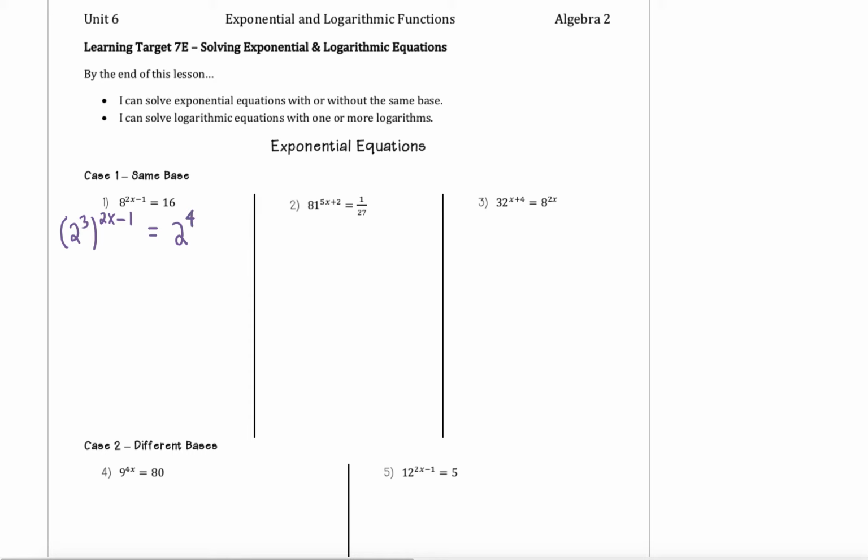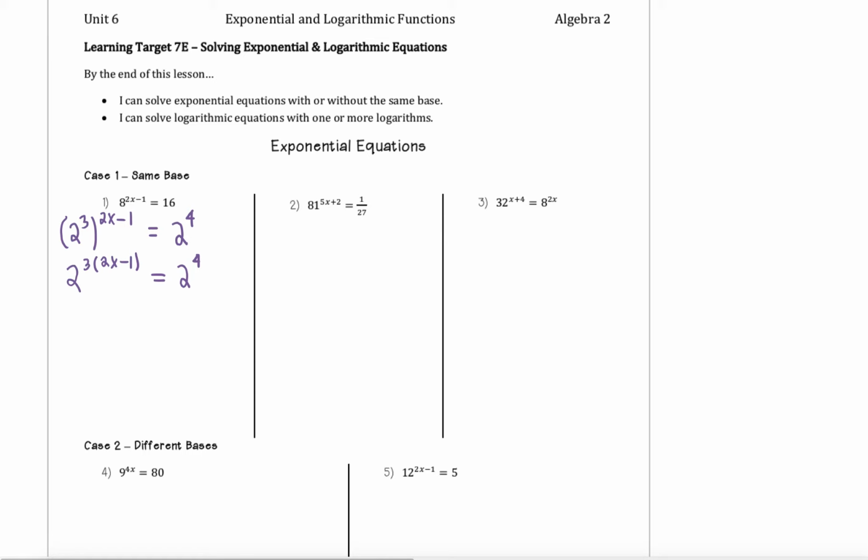From here, I just want to multiply my two exponents, so we'll have 2 to the third times 2x minus 1. And it's important here to make sure that we do have the parentheses around the 2x minus 1, since the 3 would be distributed to both pieces. And then we still have the 2 to the fourth.